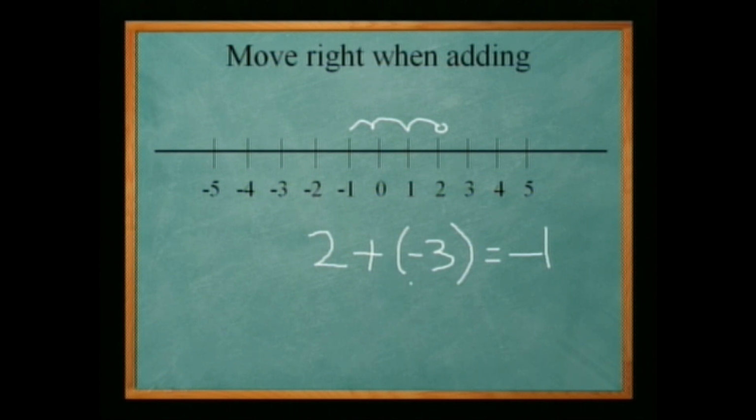Now this is the same as, I can switch them around, negative 3 plus 2. I can start at negative 3 and move 2 places to the right. I end up in the same spot at negative 1.